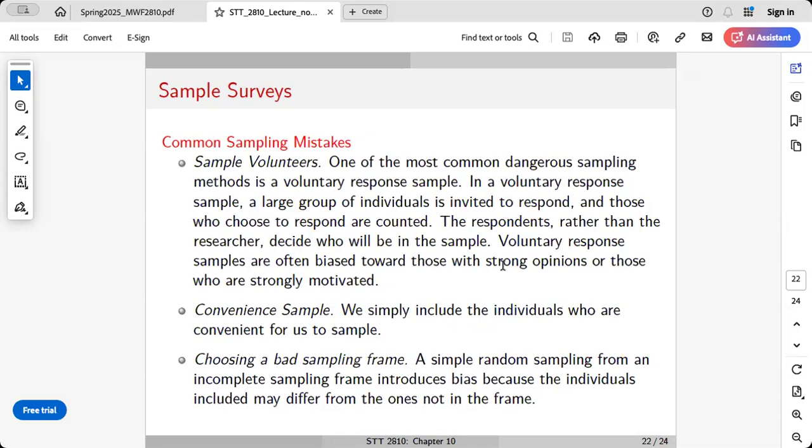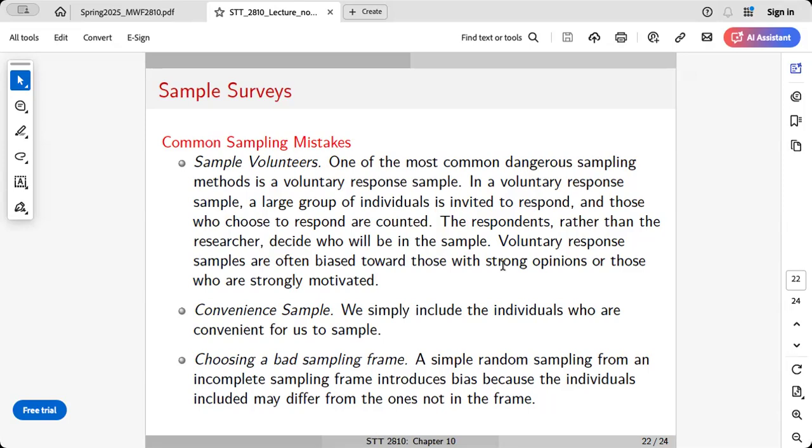So these are some of the common sampling mistakes. The first one is sample volunteers. So when people just voluntarily decide to respond to your survey. And then usually voluntary response is often biased towards those with strong opinions or those who are strongly motivated.